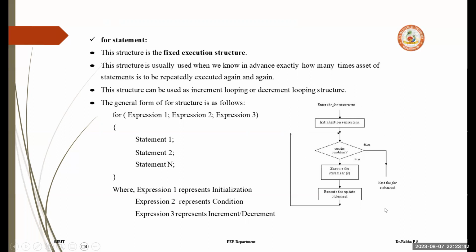This is the for loop flowchart. So here, enter the for statement. First, the initialization happens. Then it will test the condition. If it is true, the next statement will be executed. But if it is false, it will exit from the for statement.